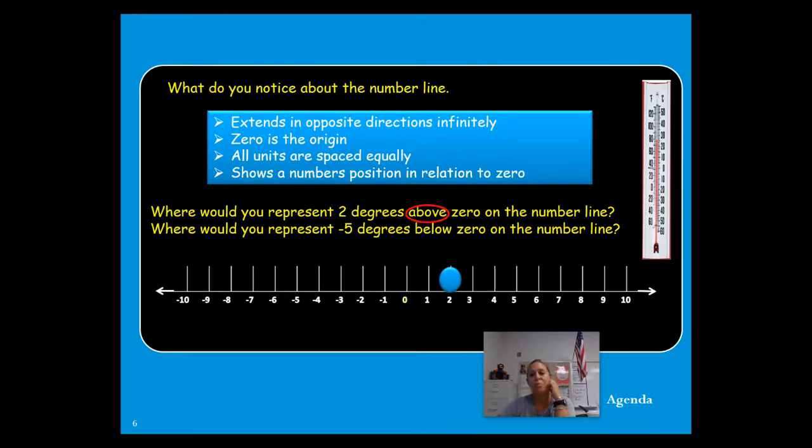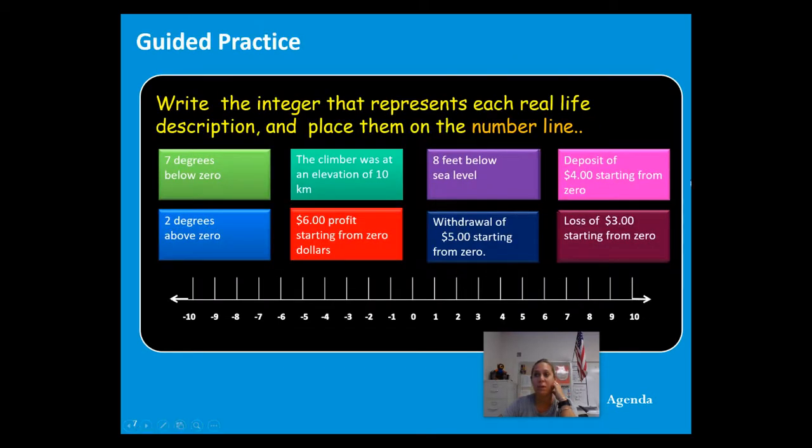How about where would you put -5 degrees or 5 degrees below 0? So again, we started at 0 and we're going 5 below. We're going 5 to the left this time of 0. So let's see where we would put that. And yeah, you guessed it, right at the -5. Very good. Okay, we're going to do some practice with some more scenarios and where they would go.